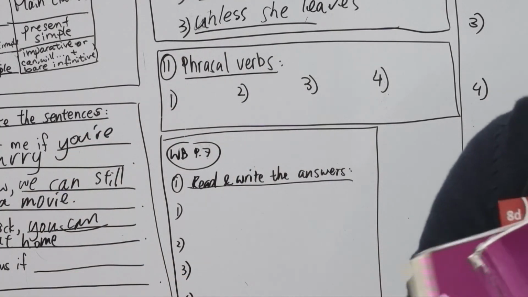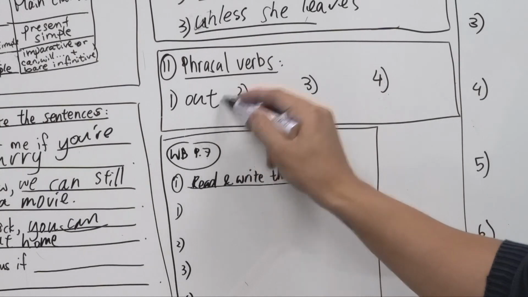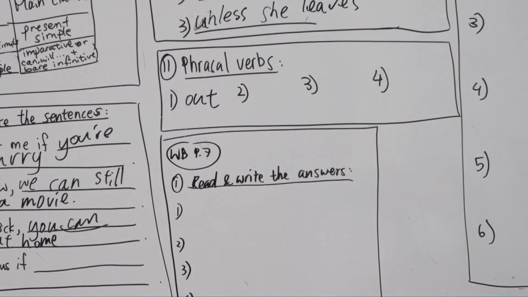What do you think is correct? Brought out. Very good. Brought out means to introduce, okay? Brought out, introduce or publish or to bring out, right? I bring out this box of pizza. Why? For us to eat, right?